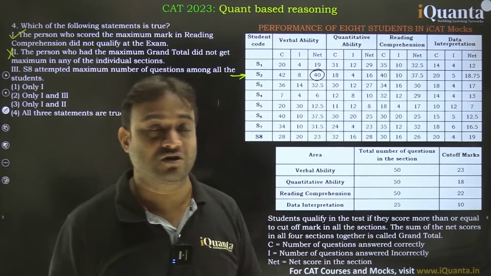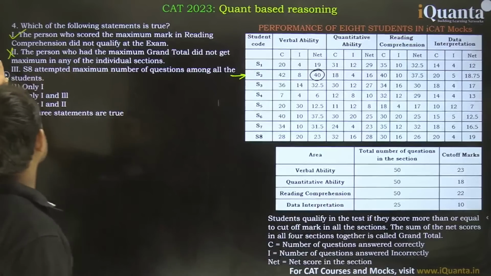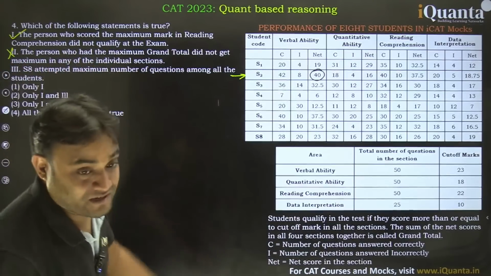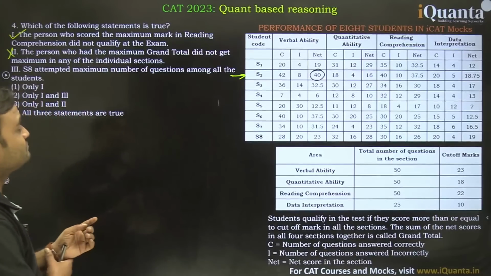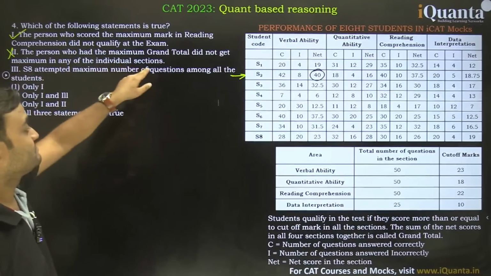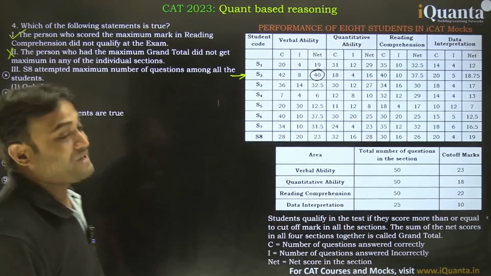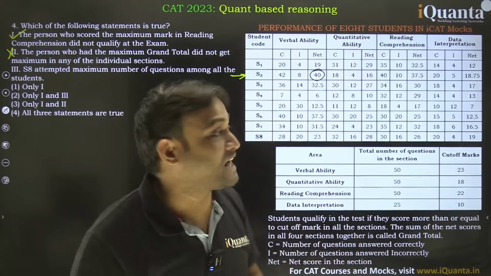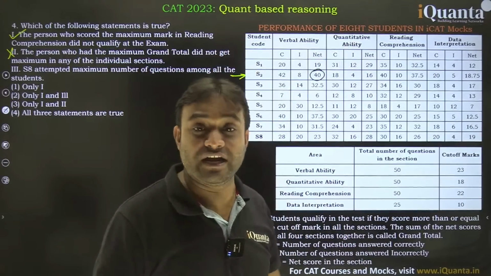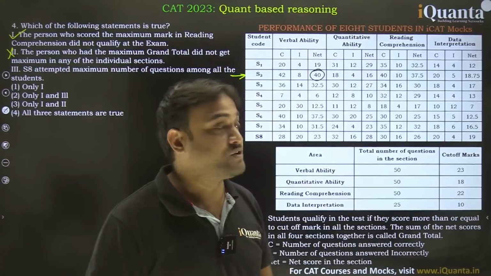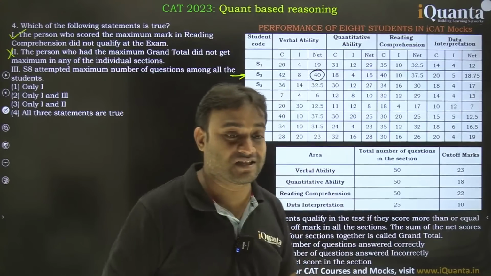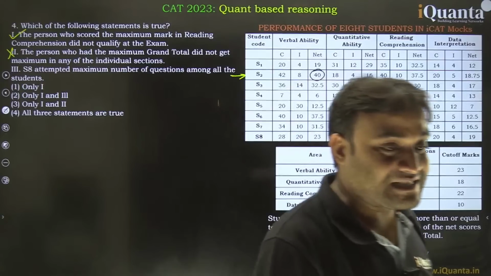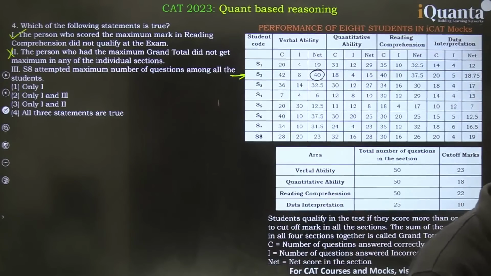Second statement is not true. It doesn't say the person who qualified and got the maximum. It doesn't say in the question. It only says maximum grand total. S2 did not qualify, but he got the maximum grand total out of these 8 students. So we are talking about S2 here, not S3. Okay, second statement is wrong. Got it?